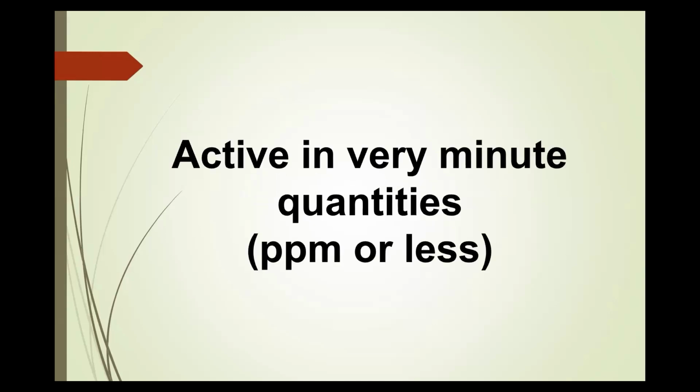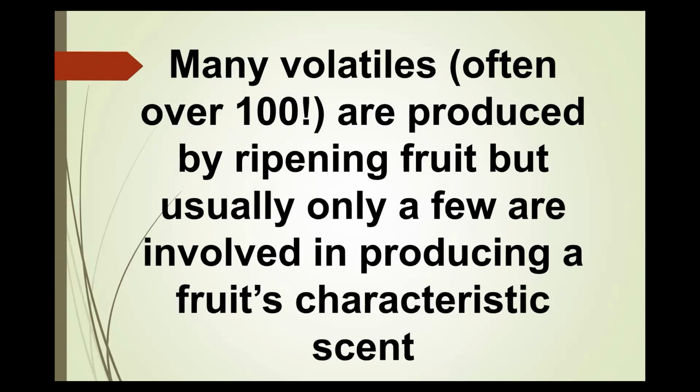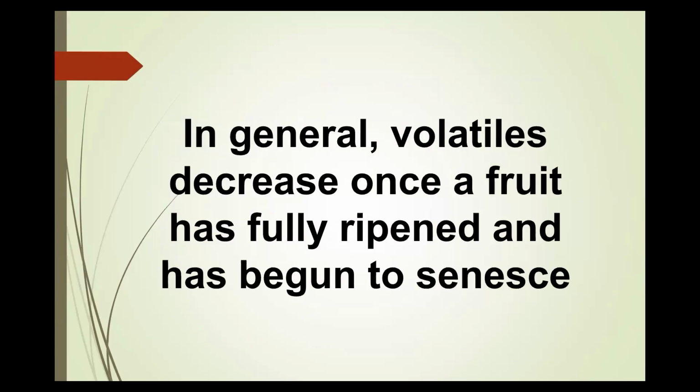Volatiles. Volatiles are active in very minute quantities, in parts per million quantities or less. Many volatiles, and there are often over 100, are produced by ripening fruit, but usually only a few are involved in producing a fruit's characteristic scent. In general, volatiles decrease once fruit have fully ripened and have begun to senesce.